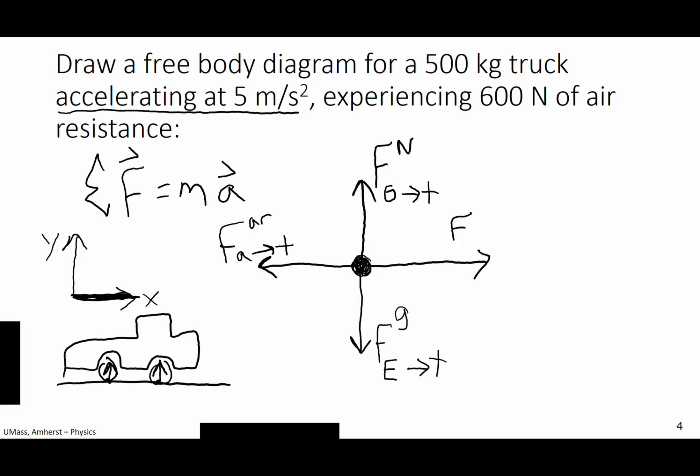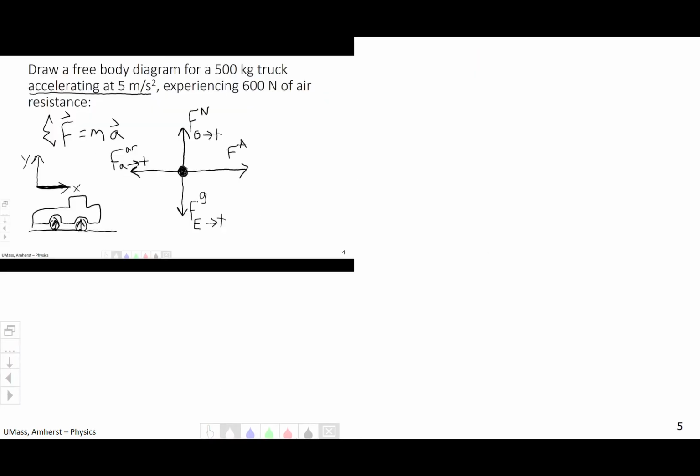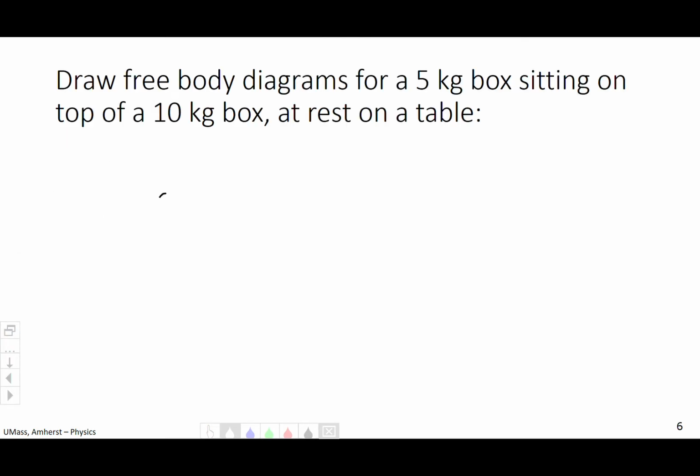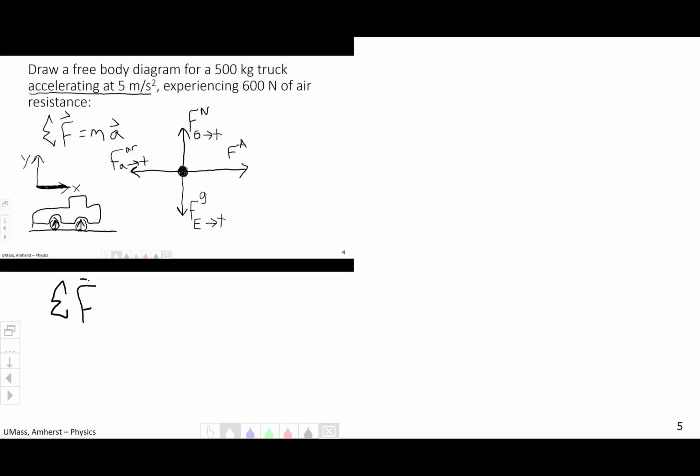And we're going to call this a force applied. And we're going to hold off on what exactly is acting on what. We'll get there in a second when we talk about Newton's third law. So all we know is that there is a force applied. However, we can actually figure out what the value of that is. So let's start with this. We're saying the sum of the forces is equal to the mass times the acceleration.